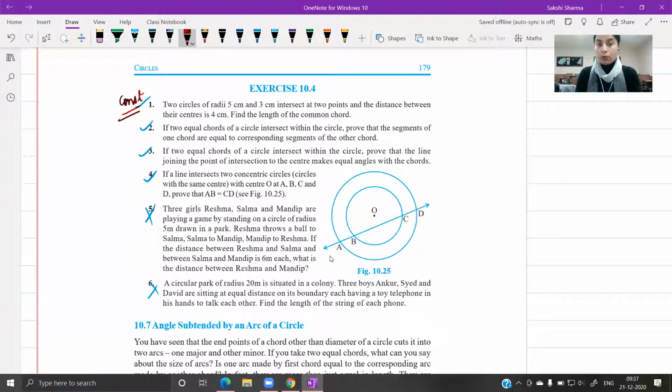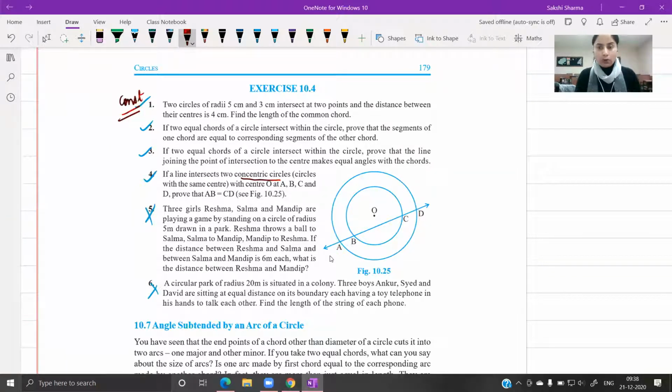So I'm going to do question number 4 first of all. Let's go in reverse order. Question number 4: If a line intersects two concentric circles with the same center, so you should know what concentric circles are, the circles with the same center but different radii. So we have this figure here, 10.25. You can see there are two circles. O is the center, and there is a line.